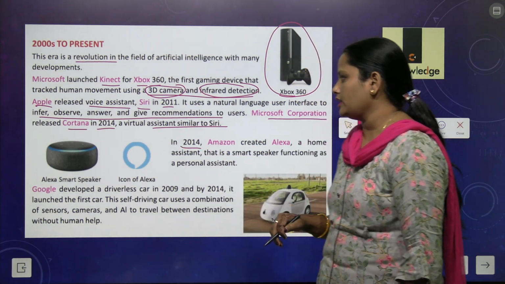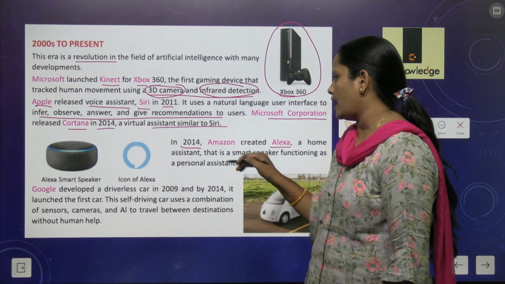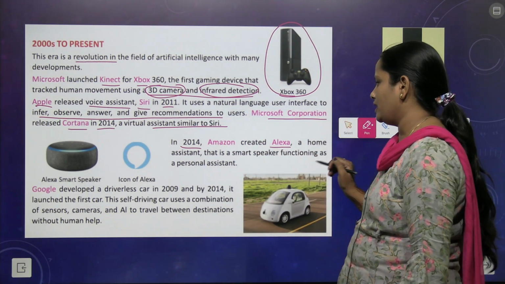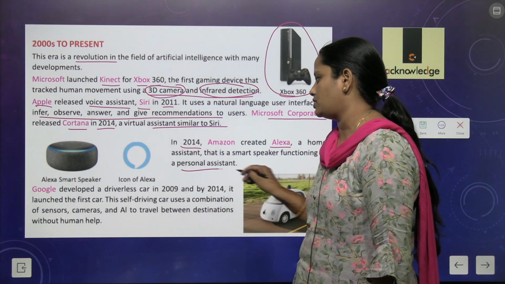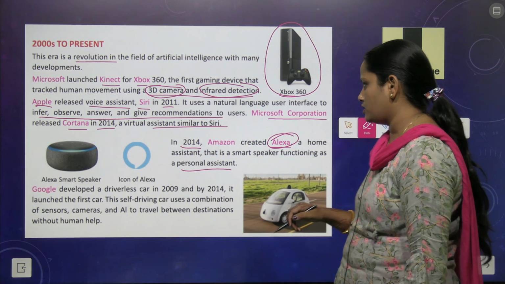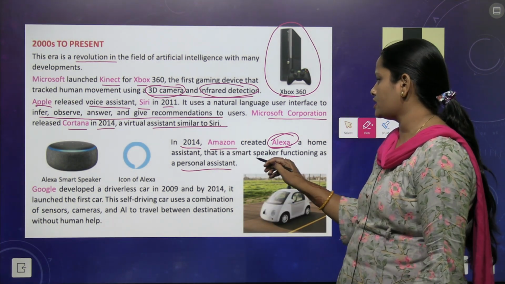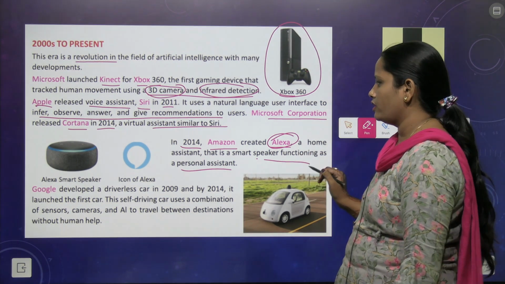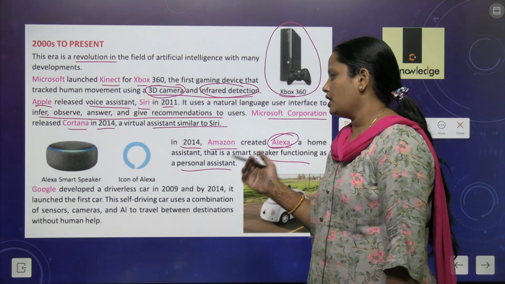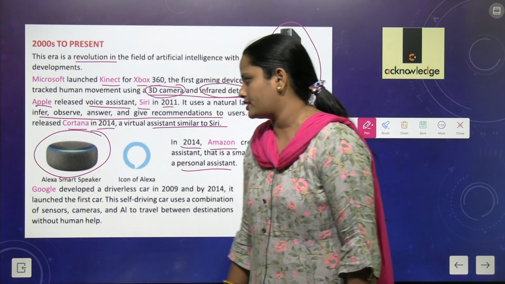In 2014, Amazon created Alexa, a home assistant that is a smart speaker functioning as a personal assistant. So this is also famous. Alexa is also very famous nowadays, and it was created by Amazon, and it is a smart speaker functioning as a personal assistant. So this is our Alexa.